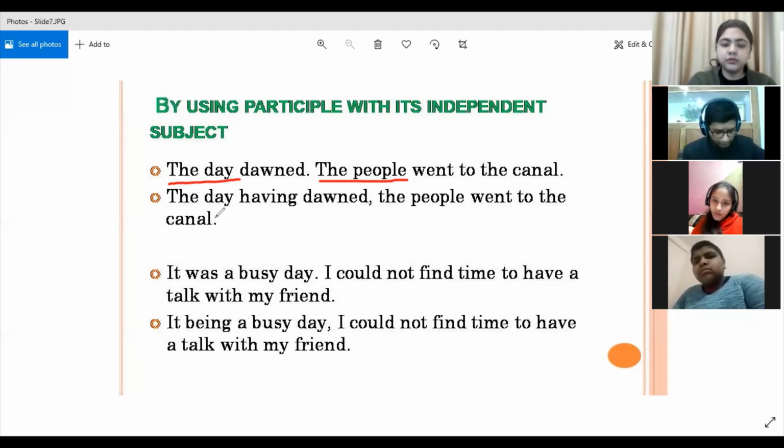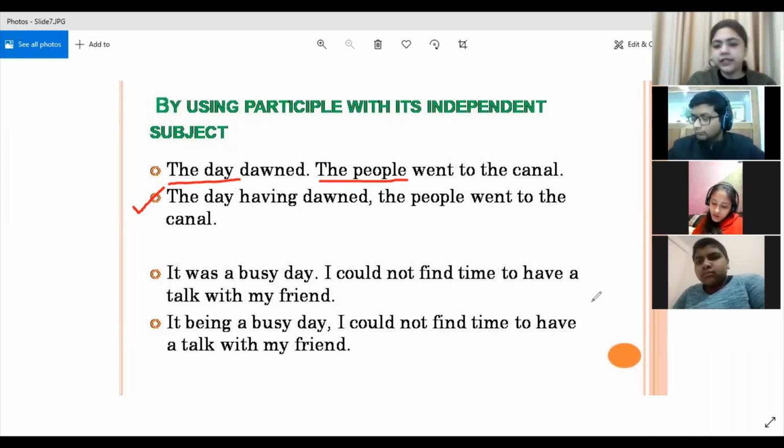then how do we use participle? We will use participle in this manner: the day having dawned, comma, the people went to the canal. Okay, you will not write it like this, having the day dawned. That will be incorrect. Then, it was a busy day.